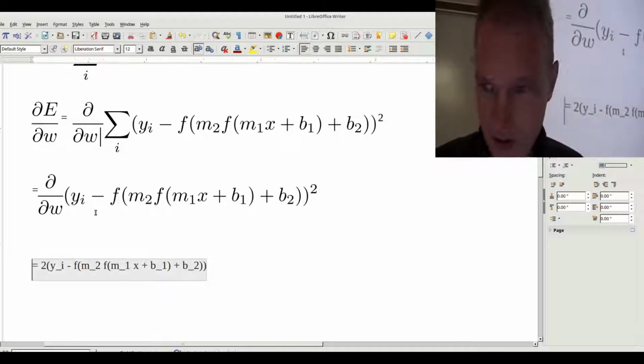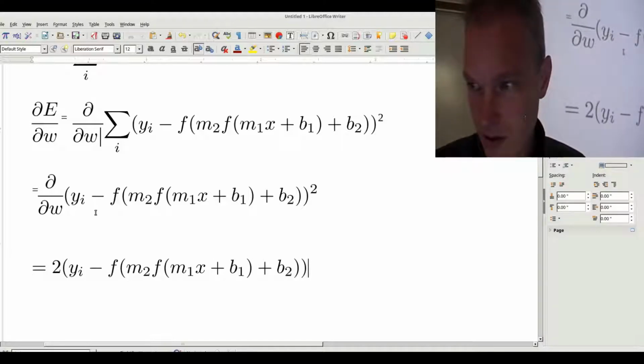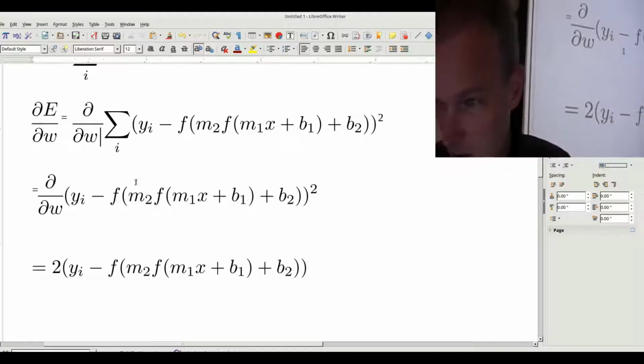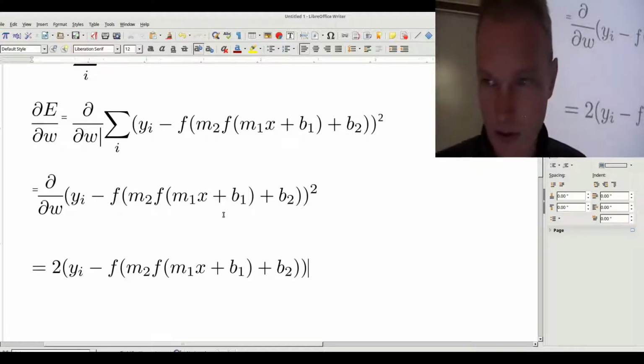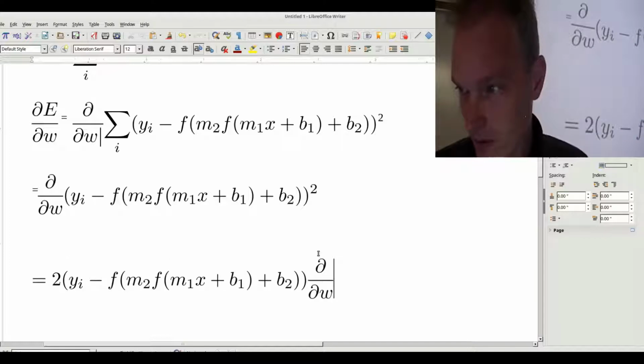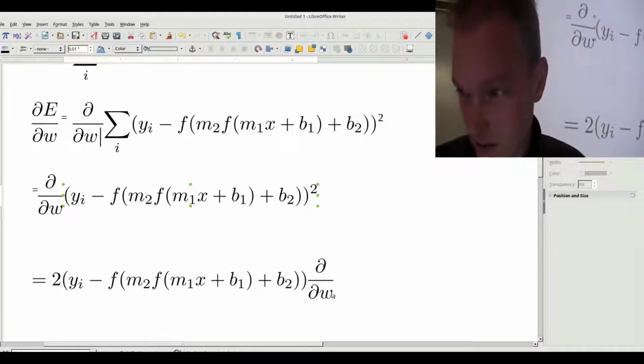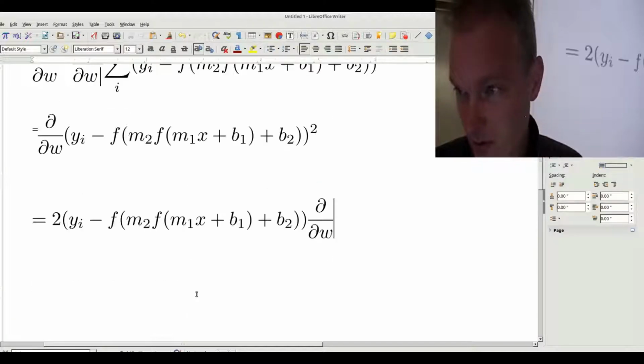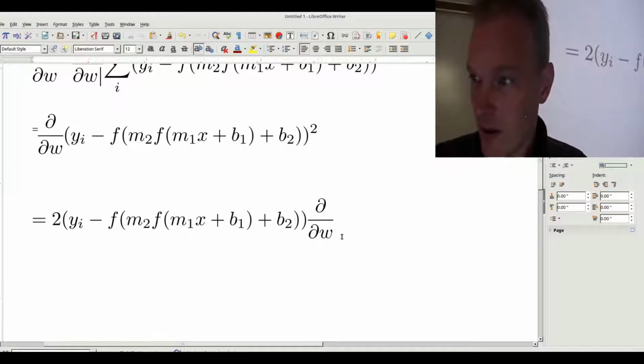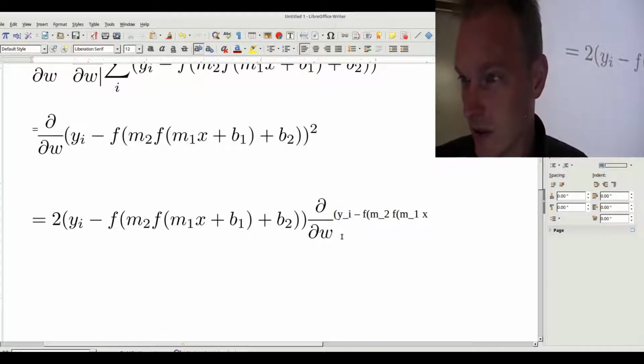times the partial derivative of y sub i minus f of m sub 2 times f of m sub 1 times x plus b sub 1 plus b sub 2.